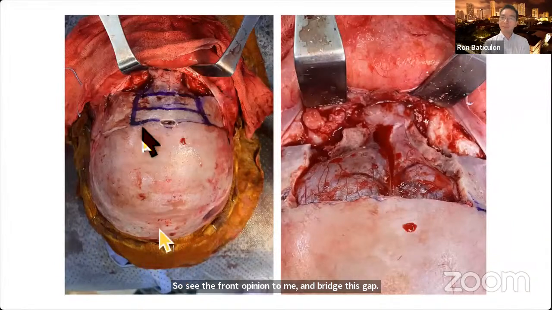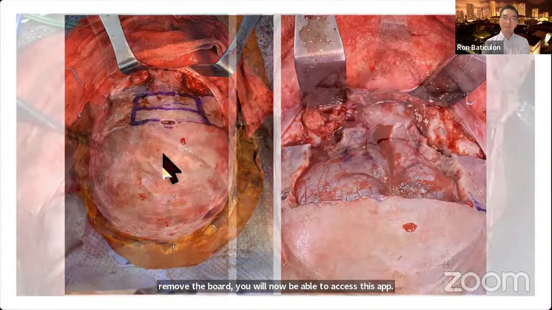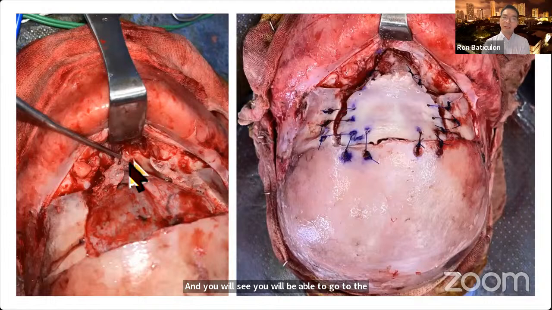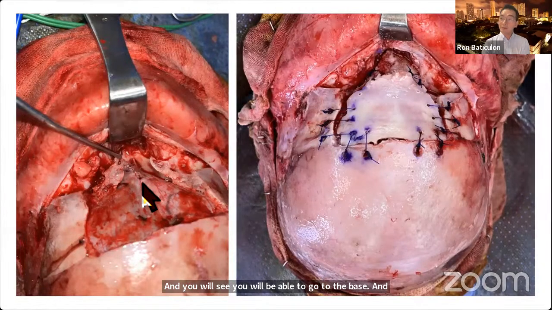Bicoronal incision, this is top, this is bottom. We do a small frontal craniotomy. Once you've removed the bone, you will now be able to access the sac and dissect it. Cut the dura here, amputate, and you will see you will be able to go to the base. And then here we were able to suture this closed primarily.